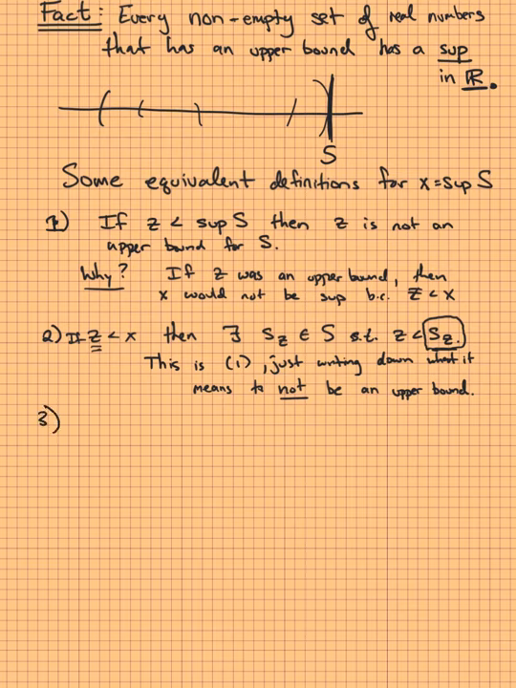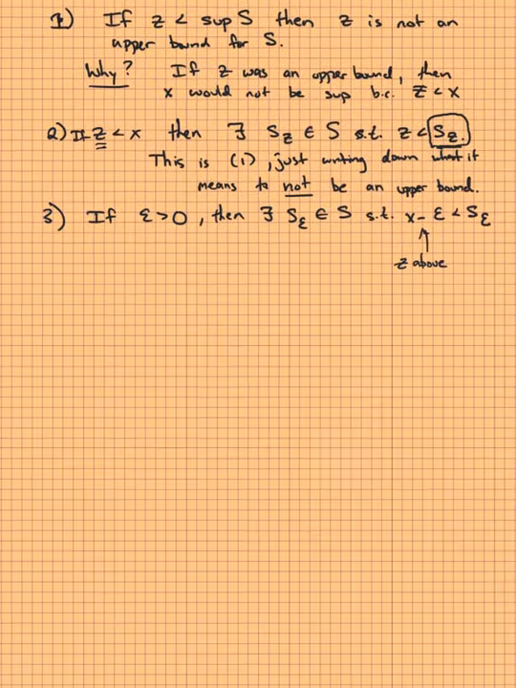So the third one just makes this a little more quantitative. It says that if epsilon is greater than 0, then there exists some S epsilon in S so that x minus epsilon is less than S sub epsilon. Okay, for the same reason. We're finding arbitrarily close elements to the supremum which are in S, so this is the z above. So let me do a lemma now.